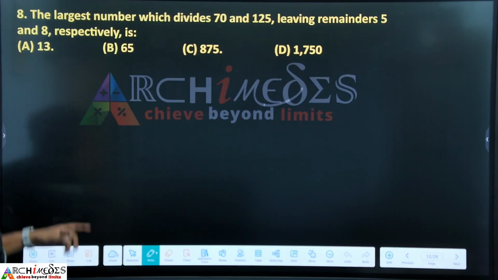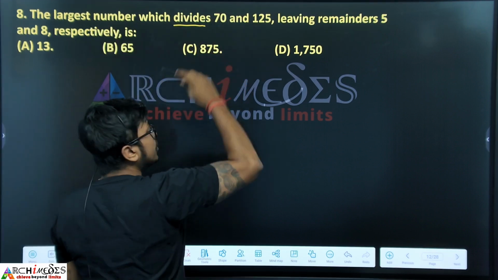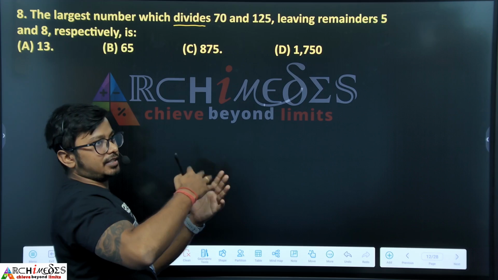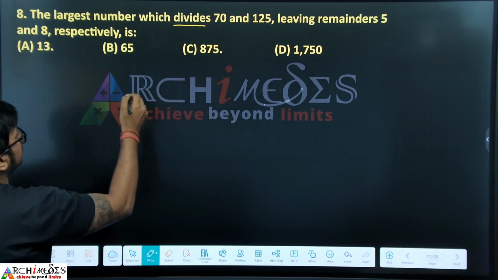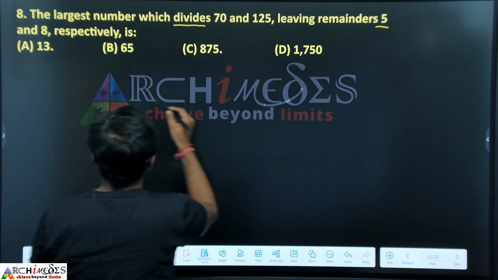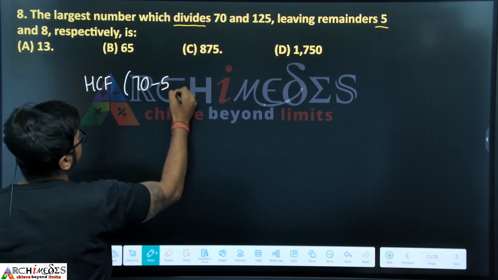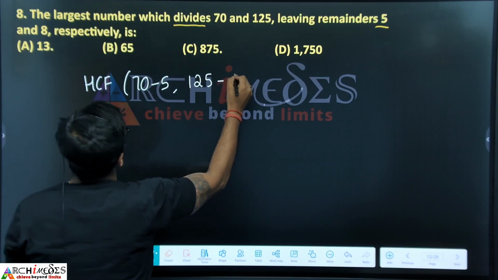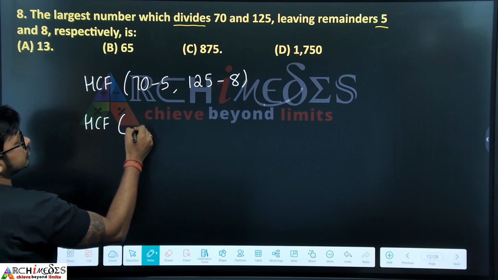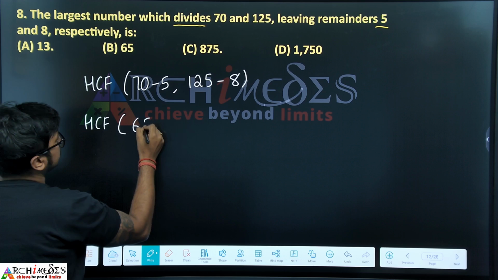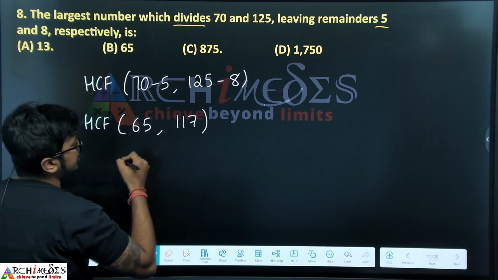देखो, क्या था क्वेश्चन आपका, द लार्जेस्ट नंबर विच डिवाइड्स, तो अब विच डिवाइड, जो नंबर इसको डिवाइड करेगा तो वो नंबर छोटा होना चाहिए, so it should be the smaller, and the smaller is a factor, and factor means HCF. So आपको दिया था, so you have to leave remainder this, so you have to find out what HCF of what 70 minus 5, remainder you have to subtract, and 125 minus 8. Am I clear? Any doubt? Now I'll give you the tricks, okay? Up to here clear, any doubt?